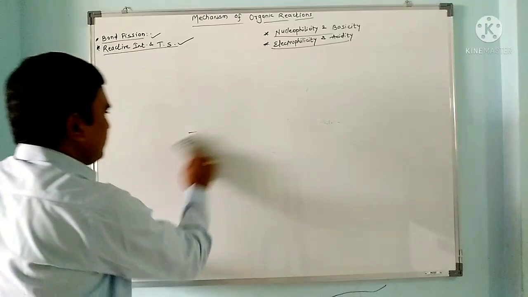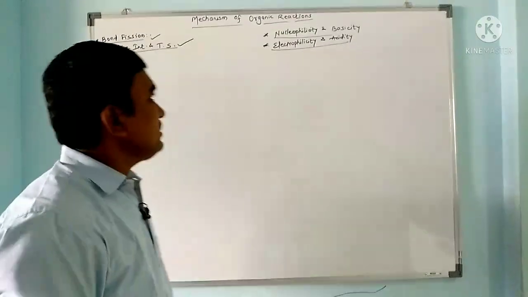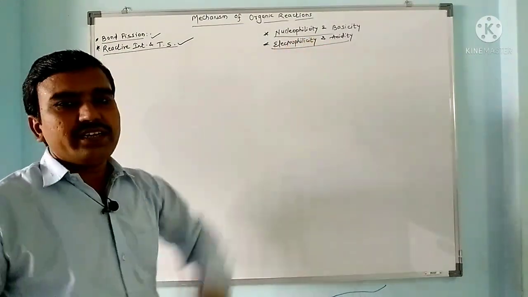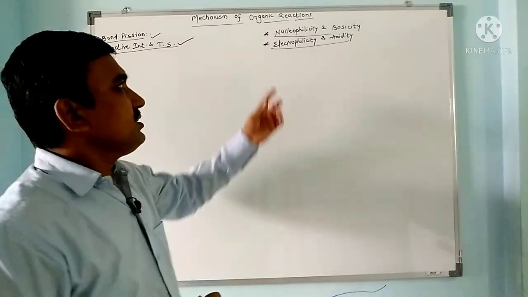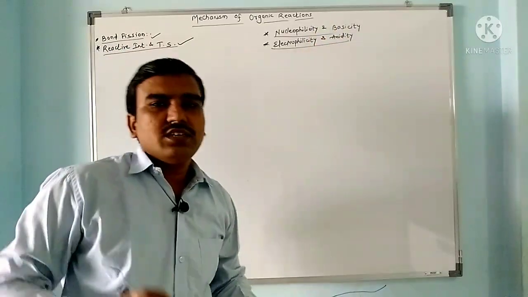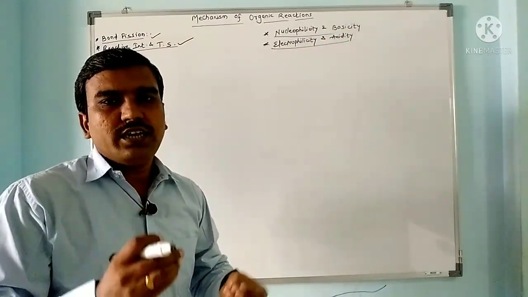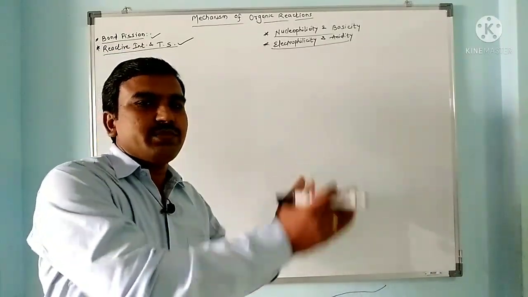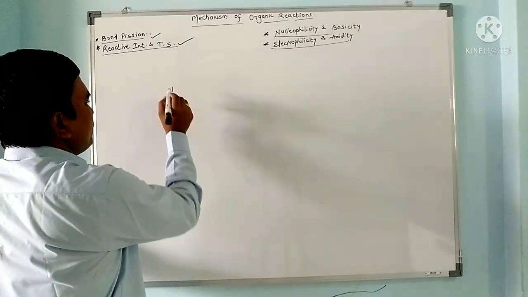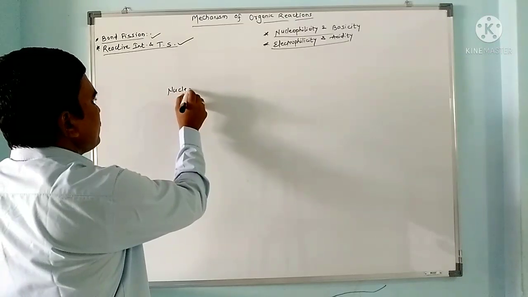Now the very important part in this revision, recapitulation part, is nucleophilicity and basicity, as well as electrophilicity and acidity. If we think about these two concepts, nucleophilicity and basicity, both terms are closely related to each other. Nucleophilicity and basicity mean nucleophiles and bases. So I have to see nucleophilicity first, and for that we first need to understand nucleophiles.